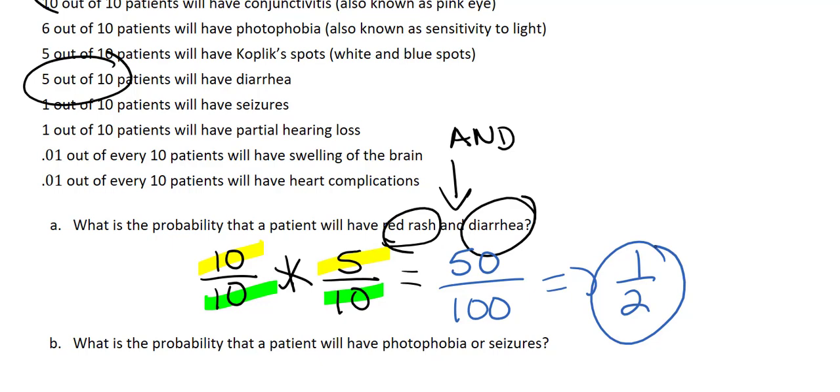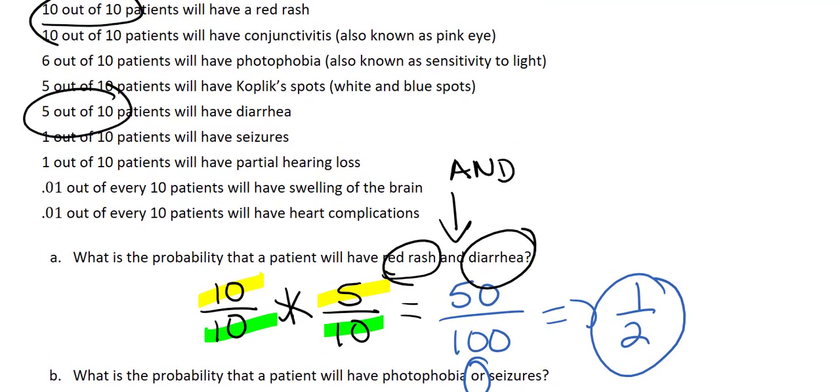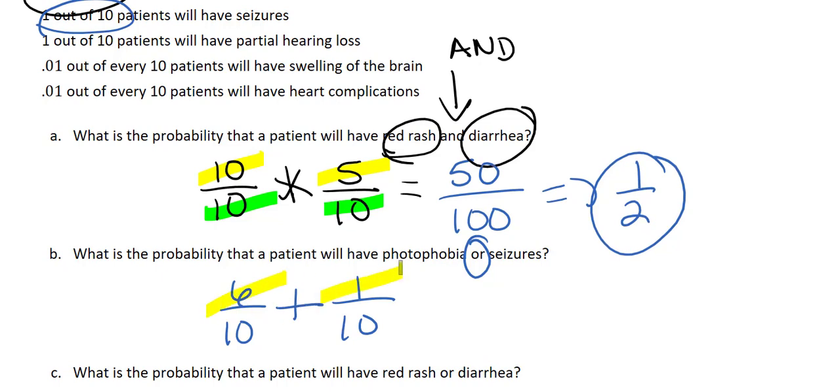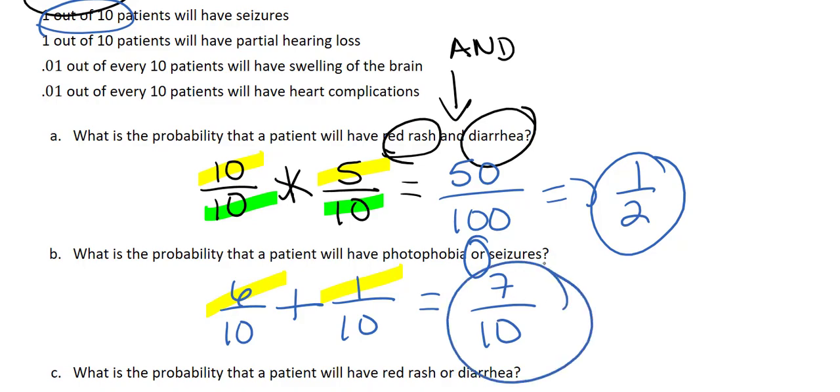Now, what's the probability that a patient will have photophobia or seizures? So notice we have an "or" probability, so that means we're going to add these together. When we look at the photophobia, we see that it's 6 out of 10. And then seizures is going to be 1 out of 10. Now we go ahead and add these together. And when we add, we only add what's on the top, the numerators together, so that's 7. And we just leave the denominator, and that's 10, and that's reduced, so that's our solution.